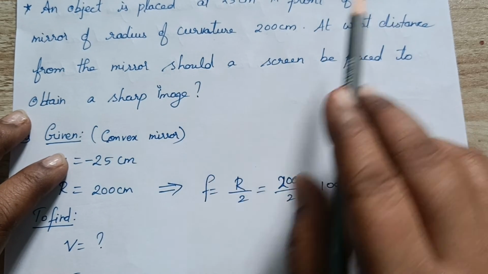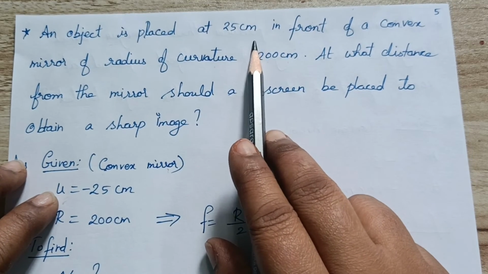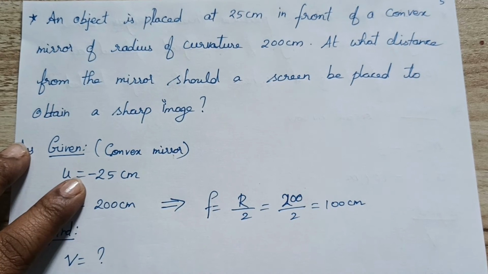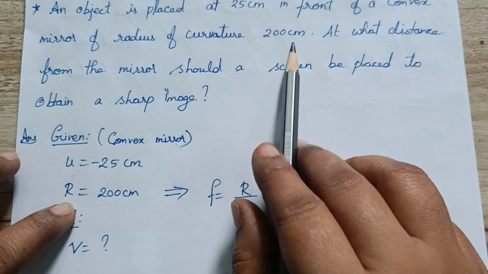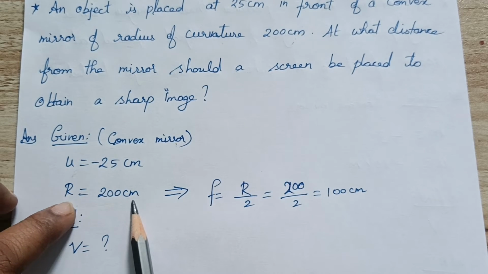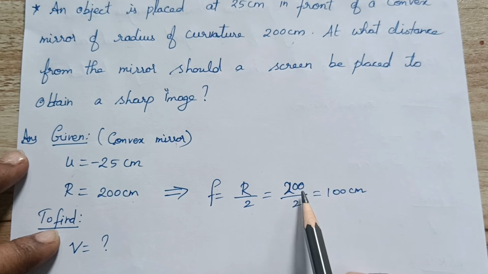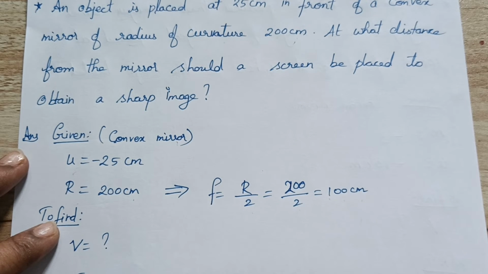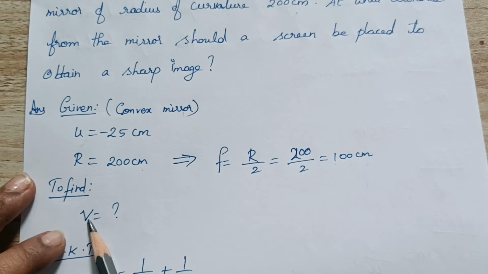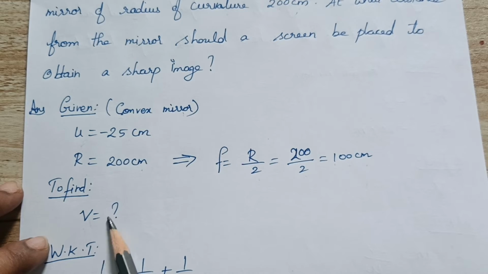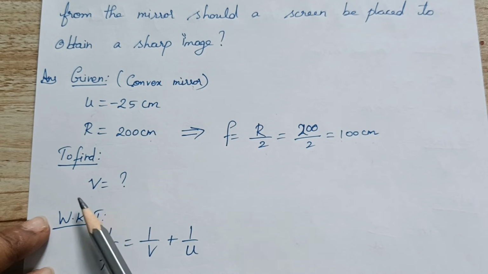So what is given? It is given as a convex mirror, and your object is placed at a distance of 25 centimeter. So u equals minus 25. Always u will be minus only, minus 25 centimeter. The radius of curvature r is given as 200 centimeter. Here itself we can find the f also. f equals r by 2, that is 200 by 2, that is 100 centimeter. Okay. What we have to find? v, that is the distance of the image from the pole. So u is given, f is given, we have to find v.